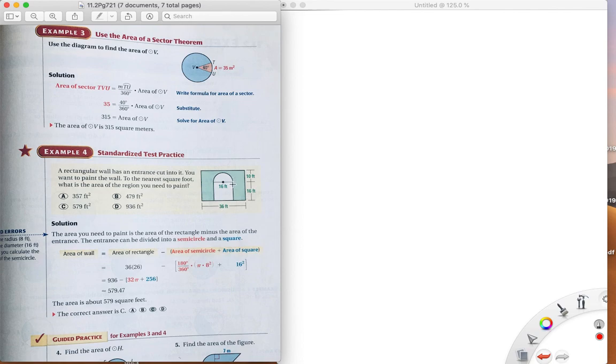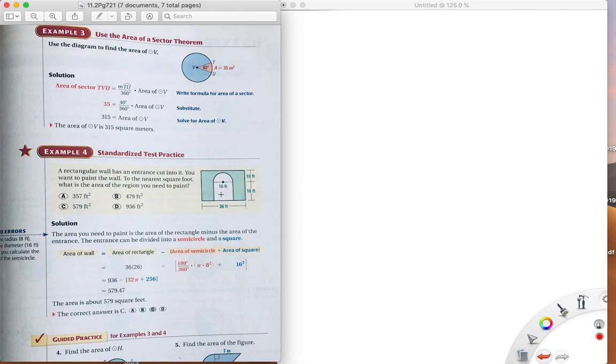So they want to know the area of the shaded region. The book says that we're going to subtract the area of the entire rectangle minus the semicircle plus the square. Notice that the diameter of the semicircle is the same as the side of the square. So if it's 16, then the radius is 8.